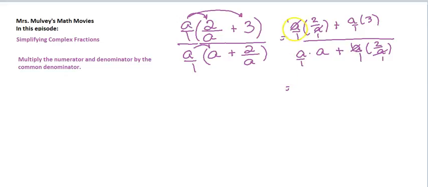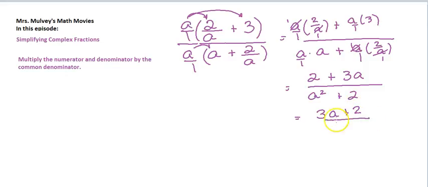And so now when I look at this, I have 1 times 2, it's 2. My denominator is now 1, so I'm just not going to write it. Over here I have a times 3, that's 3a. Down here I have a times a, that's a squared. And then I've got plus 2. And so my final answer, I'm just going to write this with the variable first because addition is commutative. I have 3a plus 2 in the numerator, a squared plus 2 in the denominator. Nothing there can be factored. And so I'm done. That's my final answer.